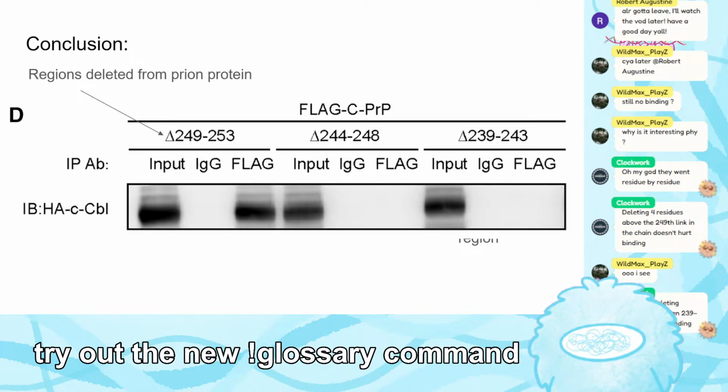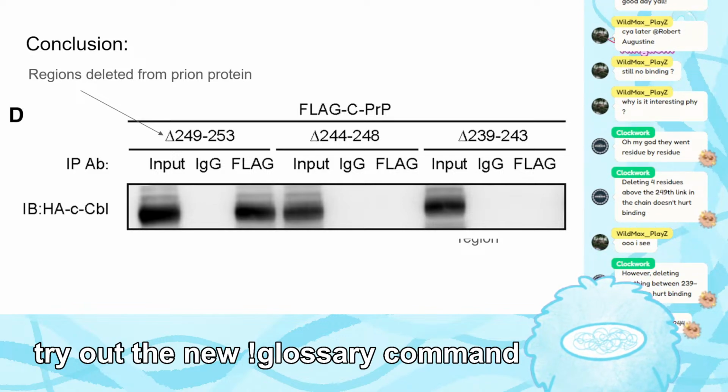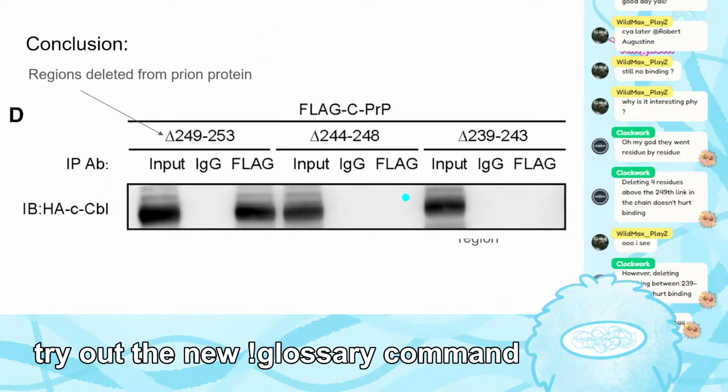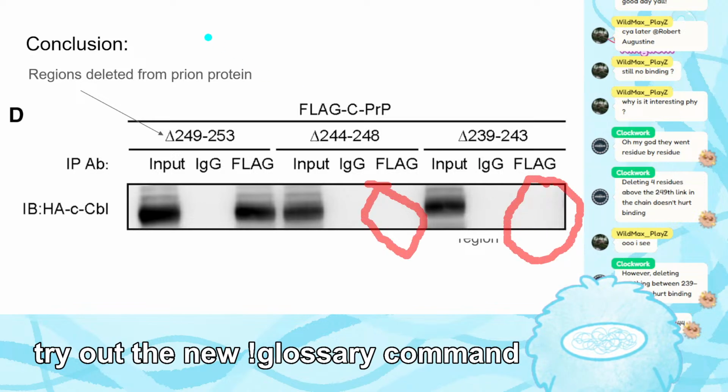Deleting the last 4 residues, because 249, that's the end of the GPI region. So 249 to 253, right? You still get this flag binding. This is the prion protein being able to bind. This is the fishing rod for the prion protein being able to bind CBL. And so when you don't have that region, you don't get the presence of CBL anymore.